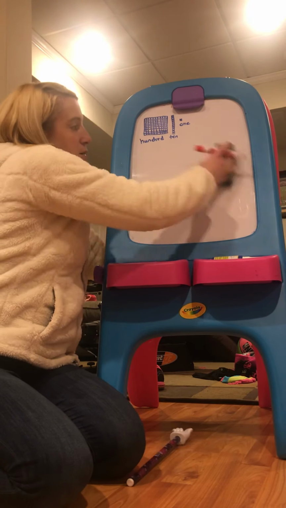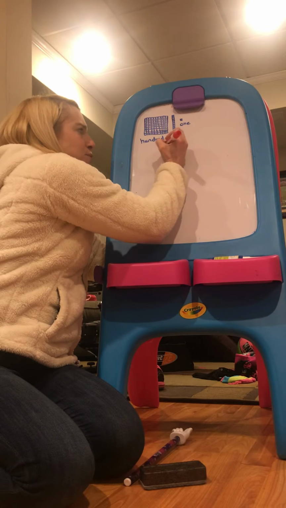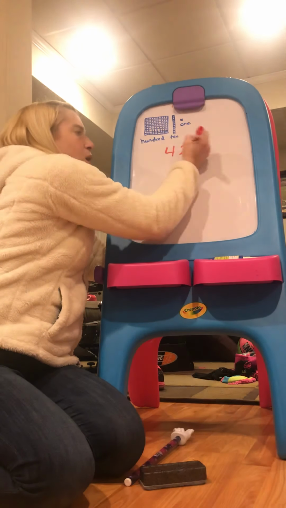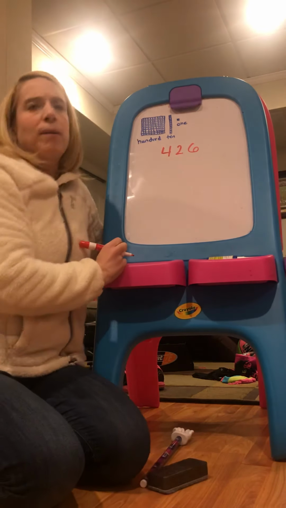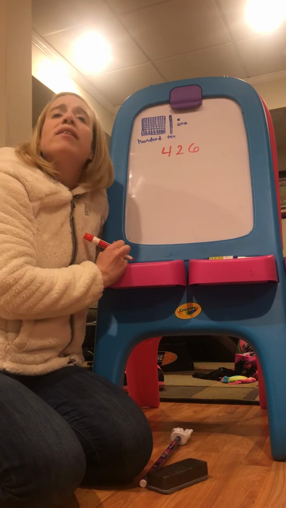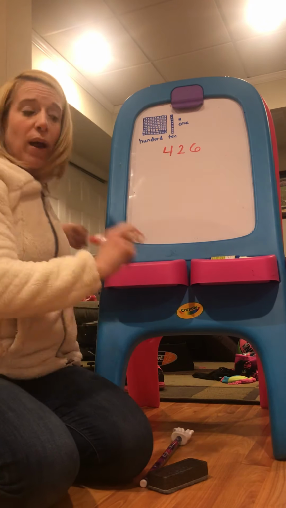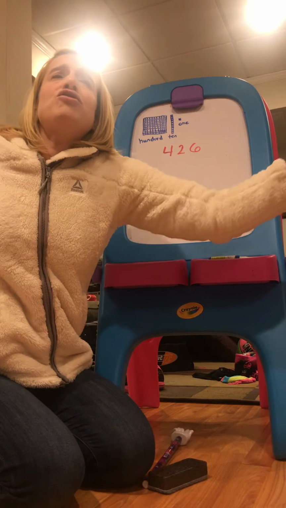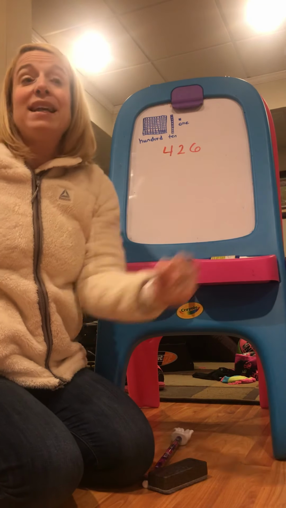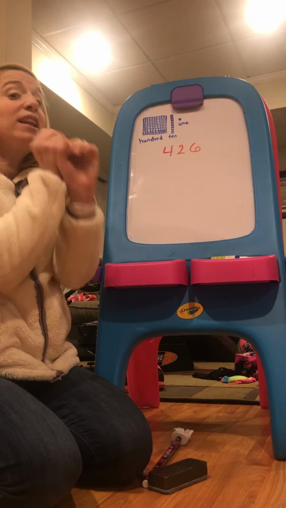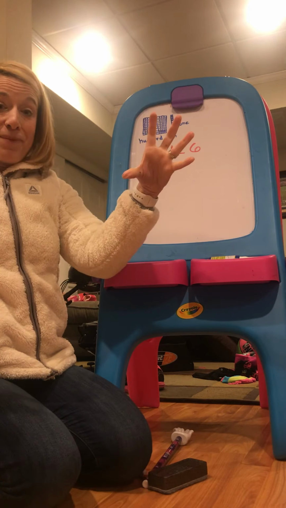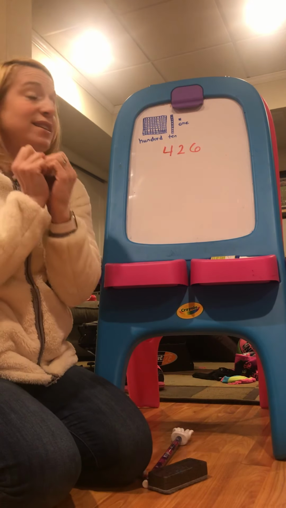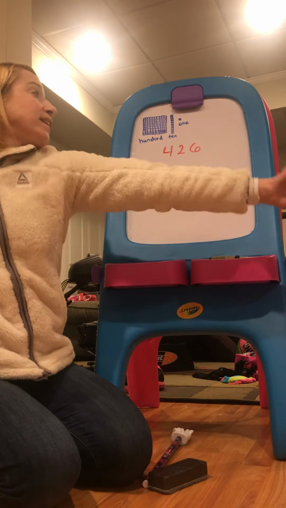All right, so I think I had 426. When we talk about expanded form, to expand something is to stretch it out. In class, we took our arms and we stretched them out to show that we were expanding them. When I blow up a balloon, I'm expanding the balloon and it blows up. So when I say these numbers, what numbers am I expanding this out to?